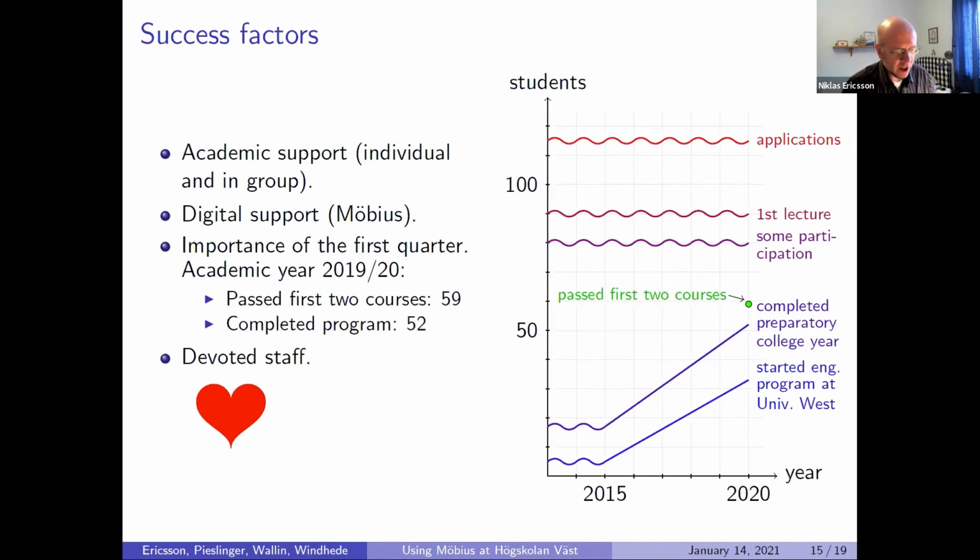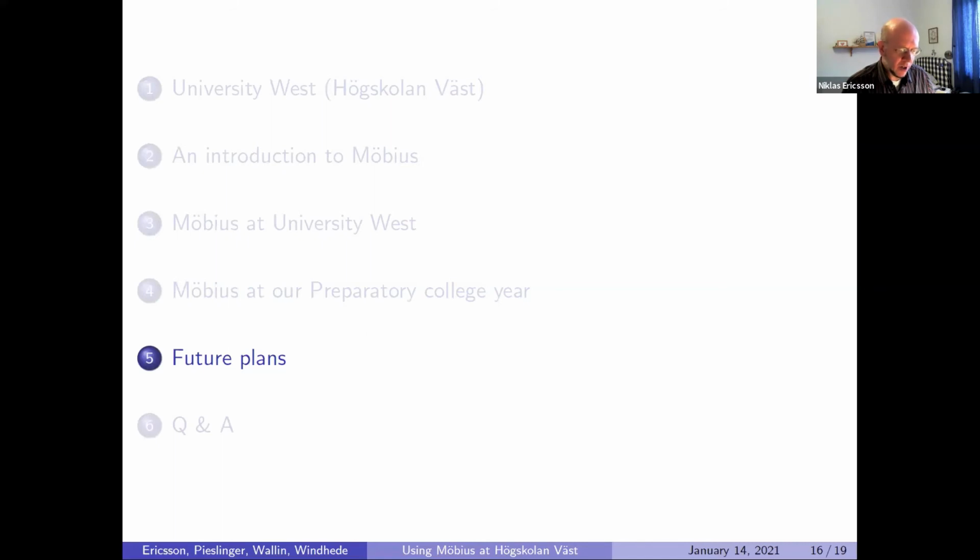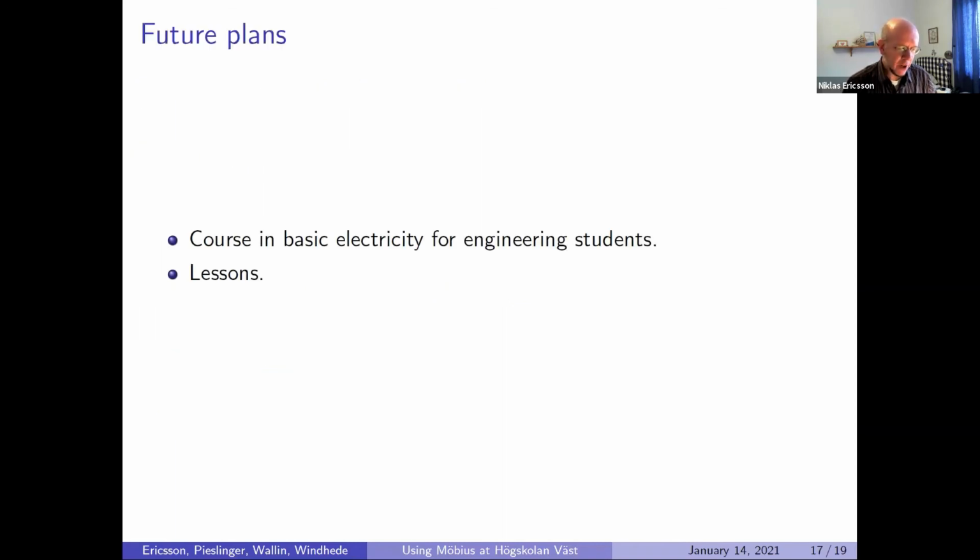Then I will just conclude by mentioning a few words about our future plans. I think I already told you about the second part. I think it would be interesting to delve a little bit deeper into the possibilities of these kinds of interactive lessons. And also, so far in the preparatory year, we have used Möbius both in physics and mathematics, and now also in chemistry. But in the engineering programs, so far, we have only used it in mathematics. And we think it would be interesting to try it also in some other classes, for instance, in a class in basic electricity. But so far, this is just at the planning stage, but it is something we have in mind to try to expand to some other subjects.